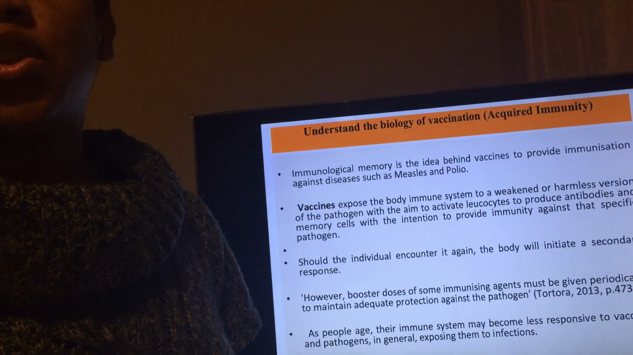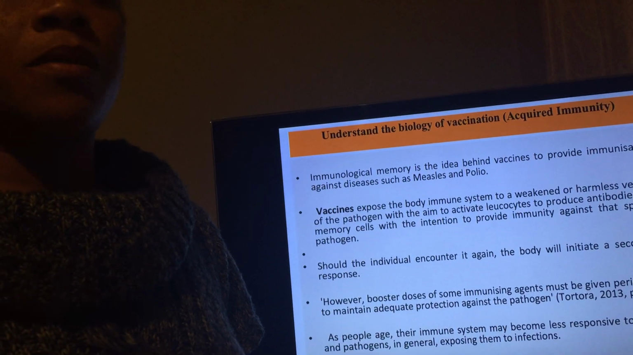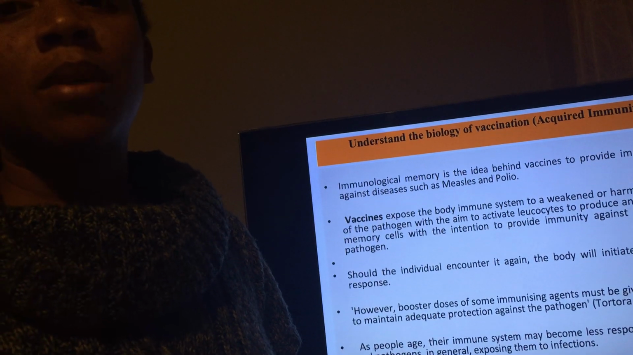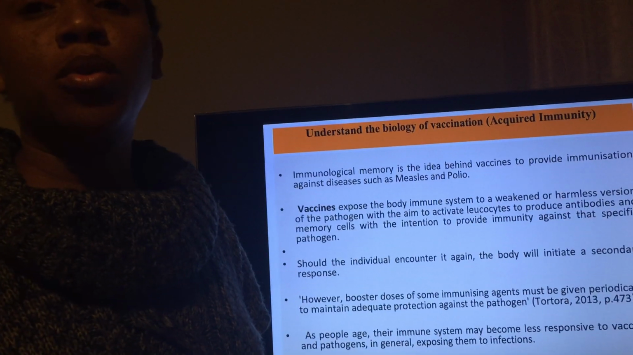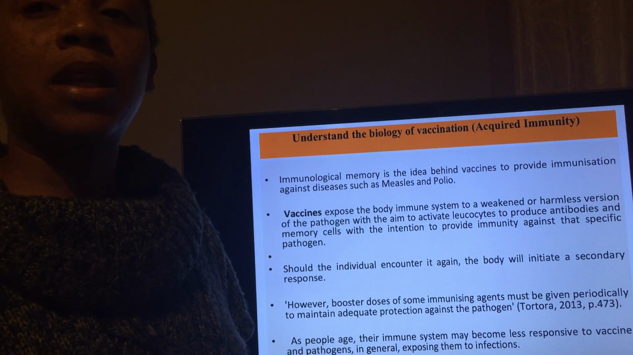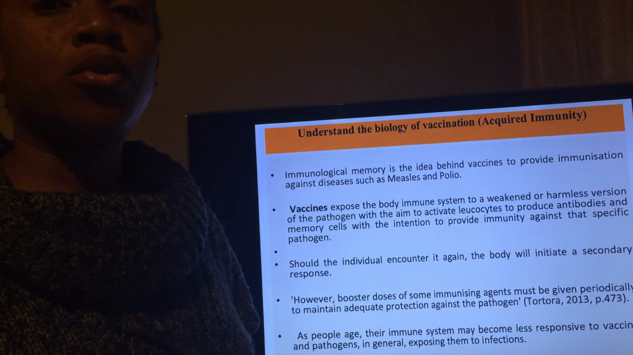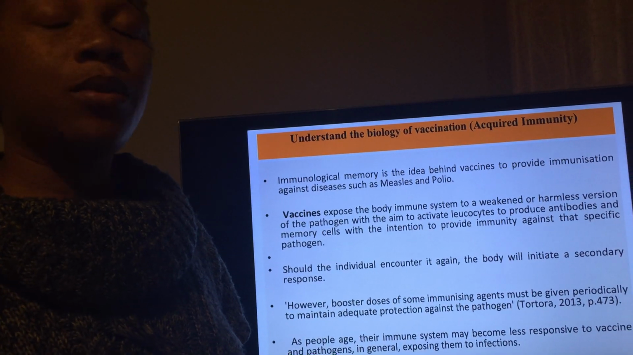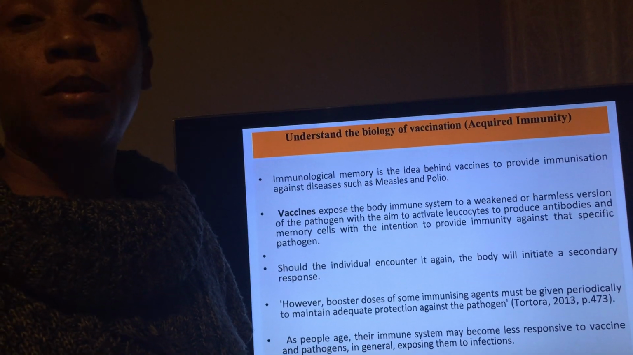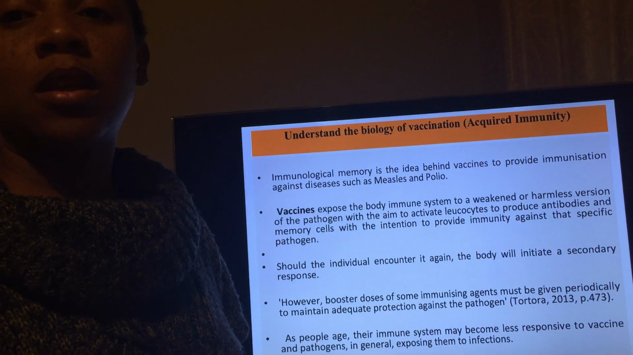Vaccines are used with the intention to provide immunity against a specific pathogen. A weakened or harmless version of a pathogen is injected in the body in order to develop immunological memory by activating the lymphocyte B and T cells to produce memory cells and antibodies, ready to initiate a secondary response in case the pathogen is encountered again.